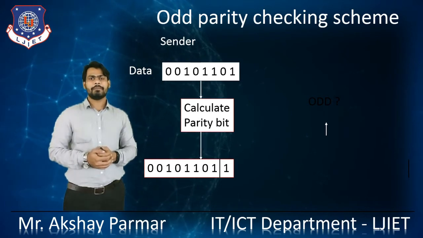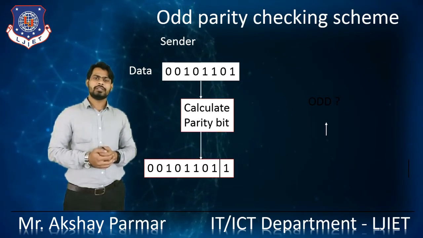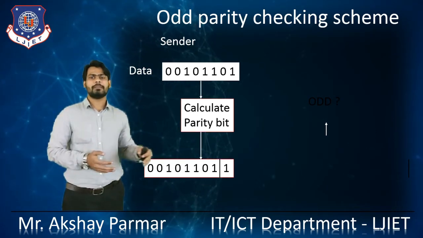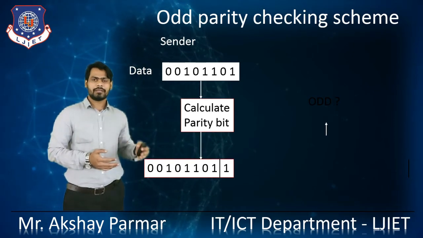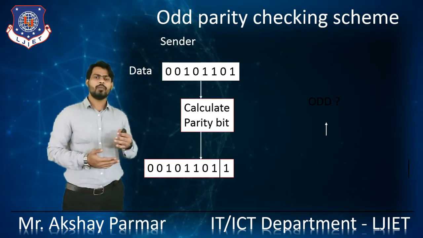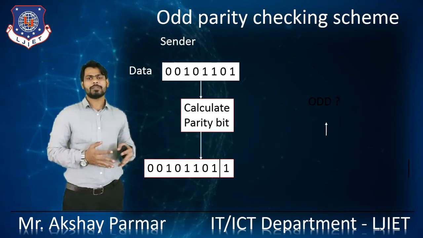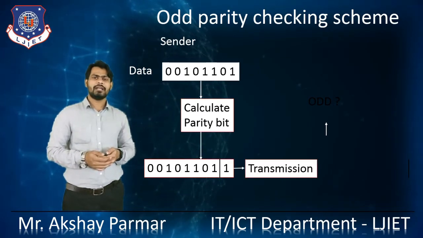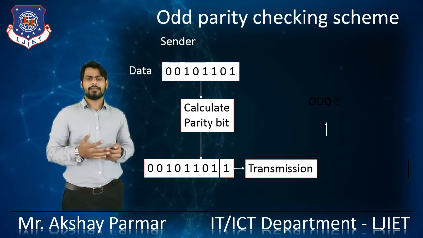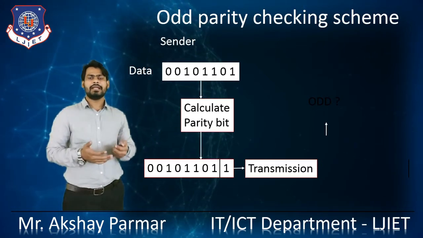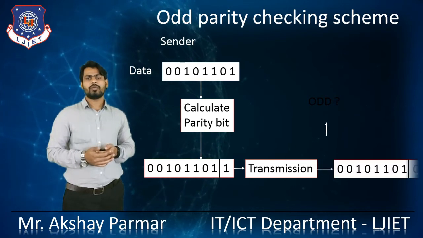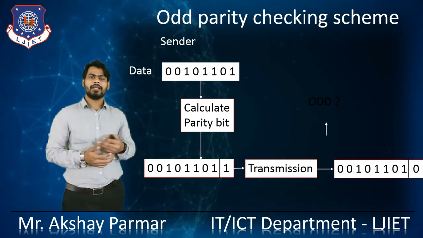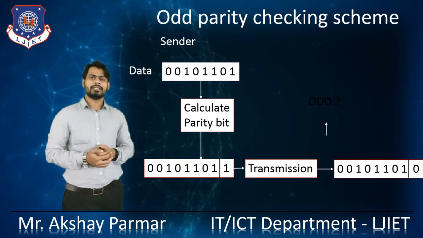So the data plus parity bit is 001011011, where the parity bit is 1. That data plus parity is transmitted through the transmission media from the sender to the receiver end. During the transmission, if noise is encountered, the data might be changed. In our example, one bit is changed from 1 to 0.